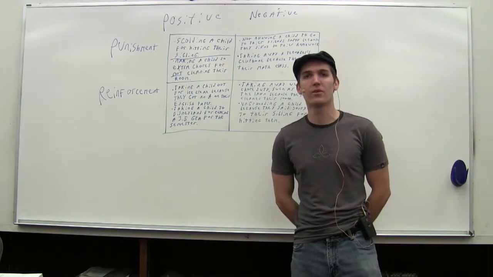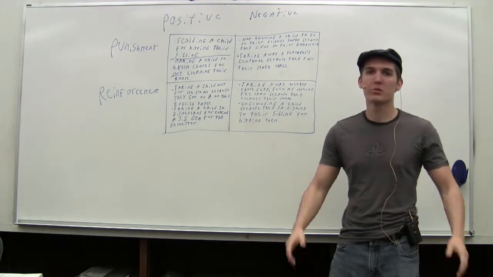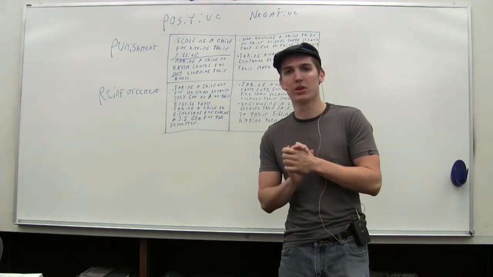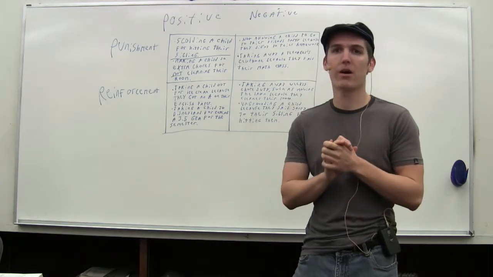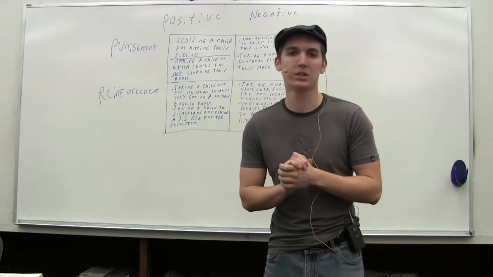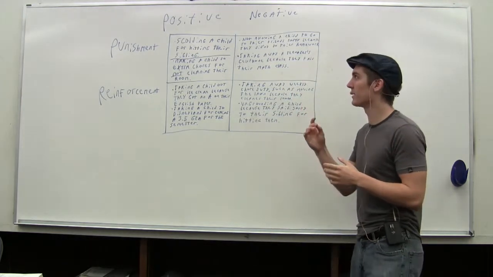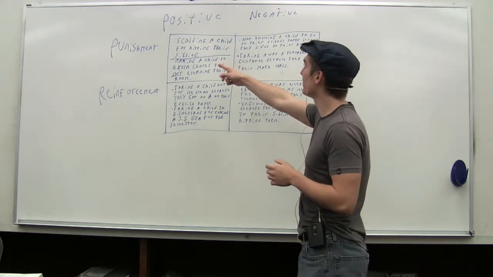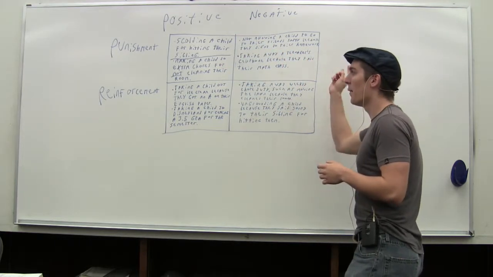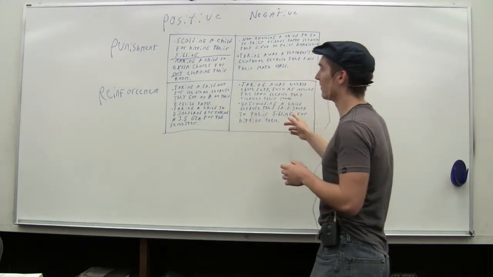Today we are going to go over operant conditioning. So when we talk about operant conditioning, one of the main learning principles of psychology, very powerful when we're talking about behavioral psychology in particular, we have four main things. We have positive punishment, negative punishment, positive reinforcement, and negative reinforcement.